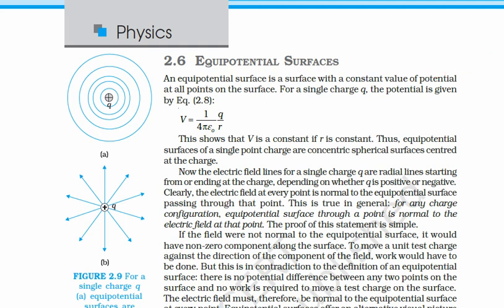Last time we have seen potential due to a system of charges and we solved example 2.2 and example 2.3. Now we will see this new concept of equipotential surfaces. So this is quite simple concept, very simple.